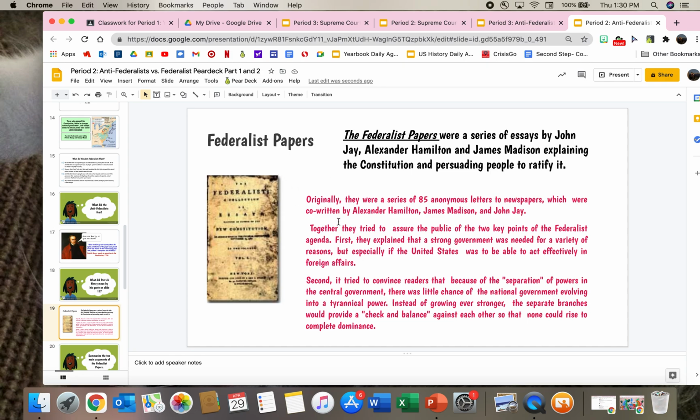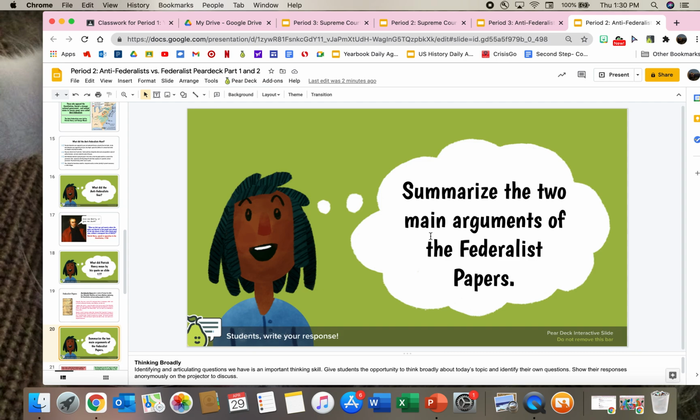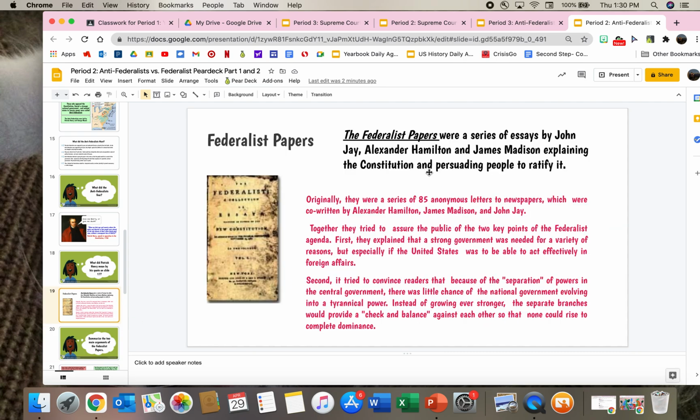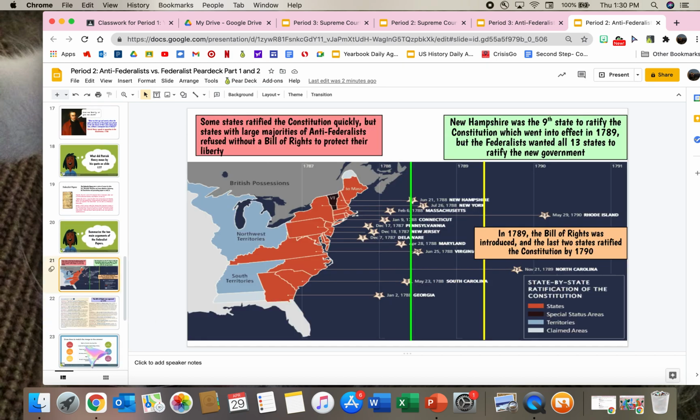Then you're going to read about the Federalist Papers. Make sure that, again, you're reading all this information, because on the next slide, you're going to have to summarize the two main arguments of the Federalist Papers. And the arguments are within here. On slide 21, you're just reading the information that's on here.